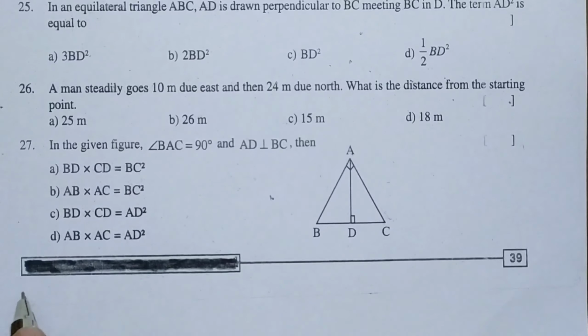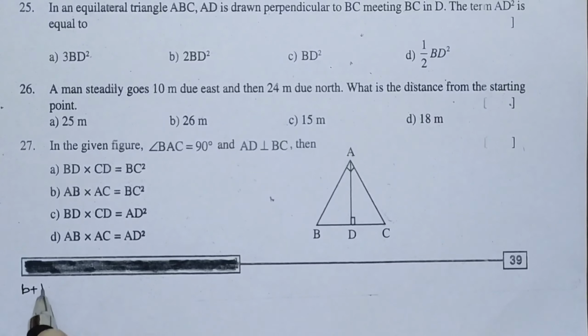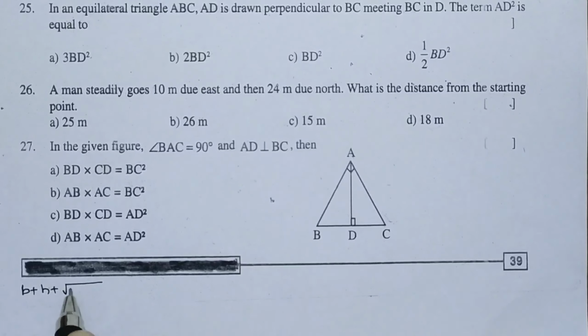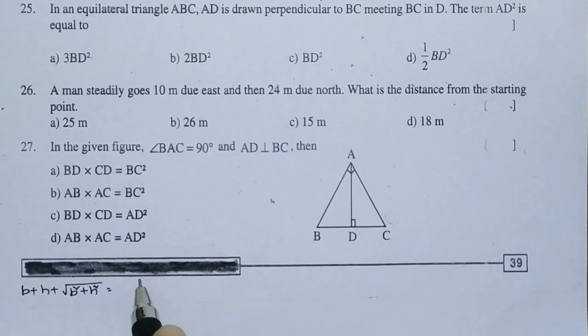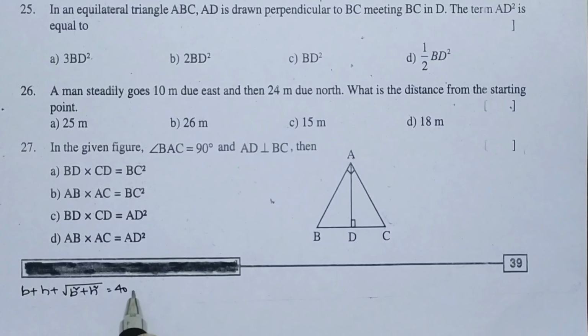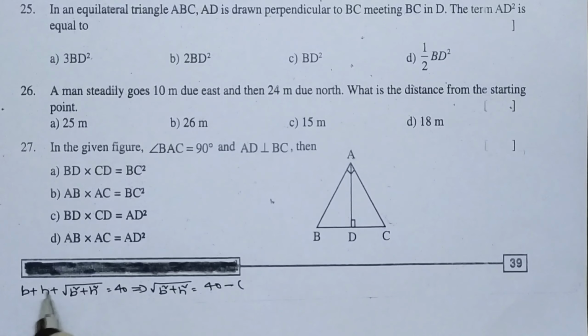Here you see, we have b, h, and under root b square plus h square. The perimeter is given as 40. So let us send b plus h to that side. It becomes under root b square plus h square is equal to 40 minus of this b plus h, right?